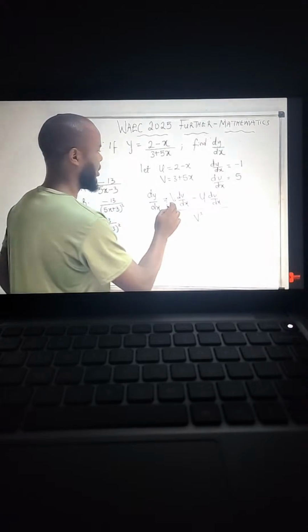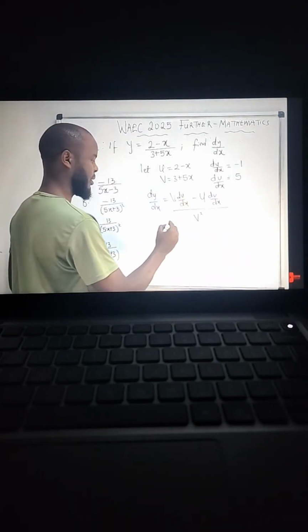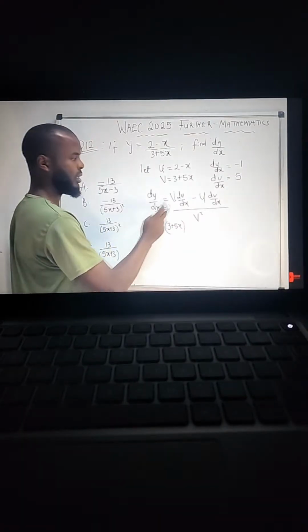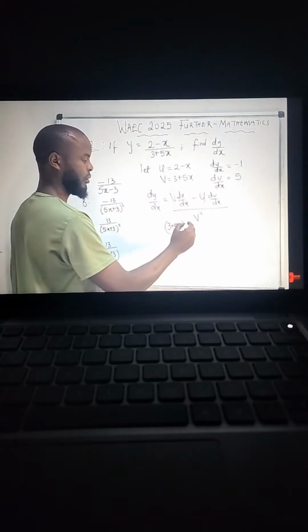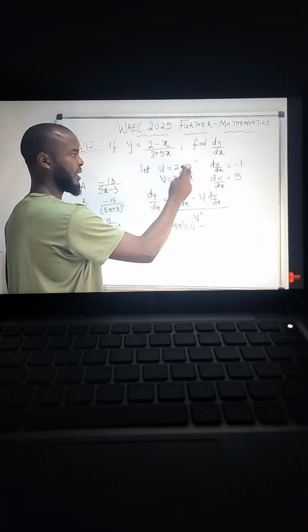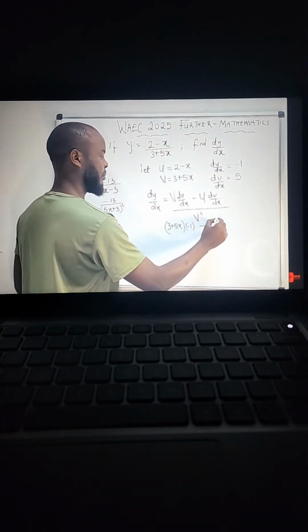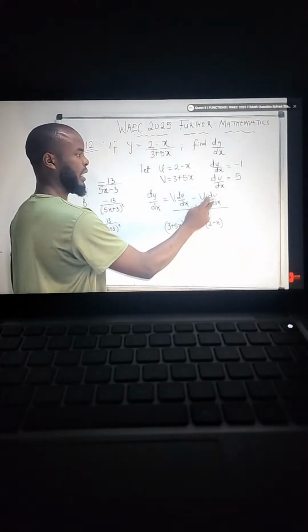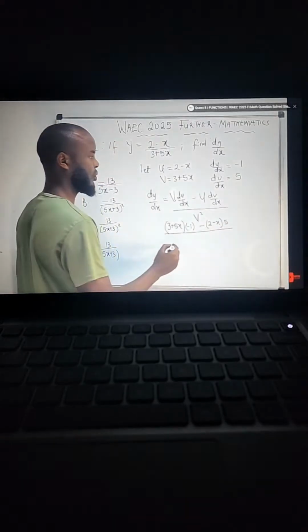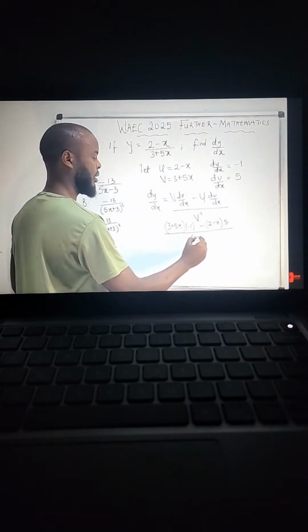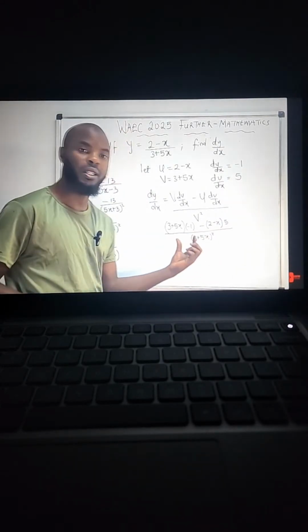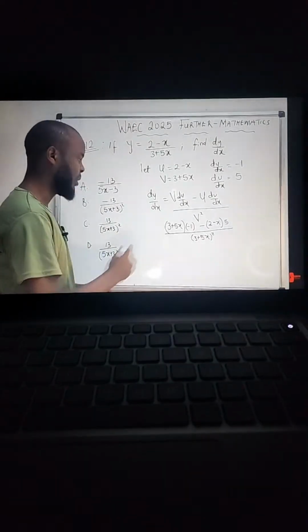So what is v? v is 3 plus 5x. We have 3 plus 5x. What is du/dx? Negative 1. Minus u, which is 2 minus x. The dv/dx is what? 5. Everything over v squared. What is v squared? 3 plus 5x squared. Now by doing this, your work is easy, and you can proceed from here.